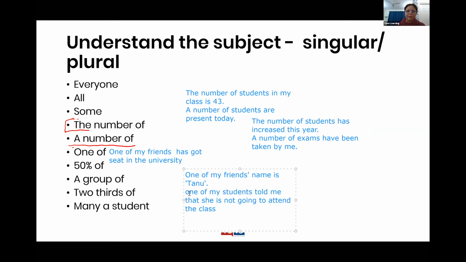So one of my students told me that, of course, if it is reported the same day, then we have is. If it's reported later on in time, you change it, right? One of my students told me that she was not going to. Yours is correct. It has to be one of my students only.